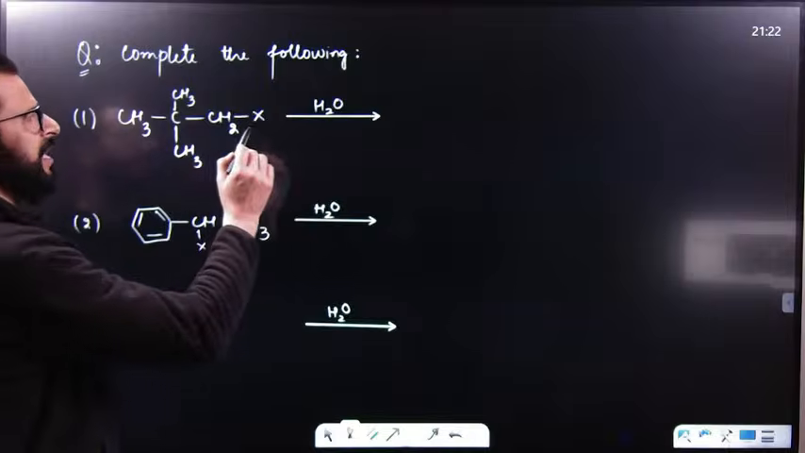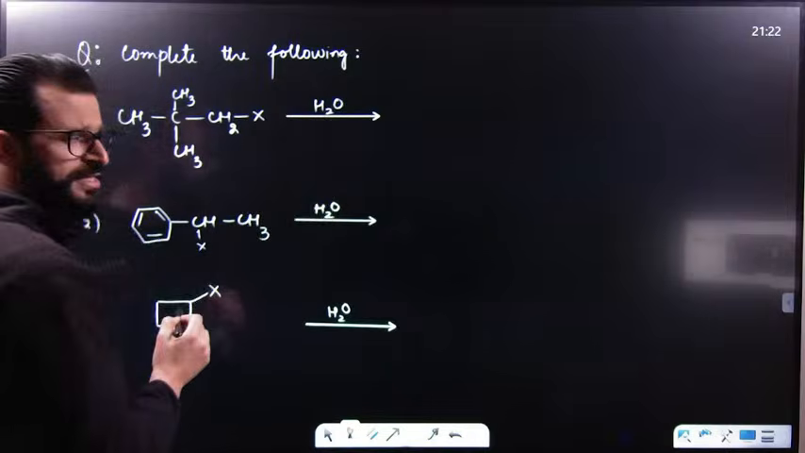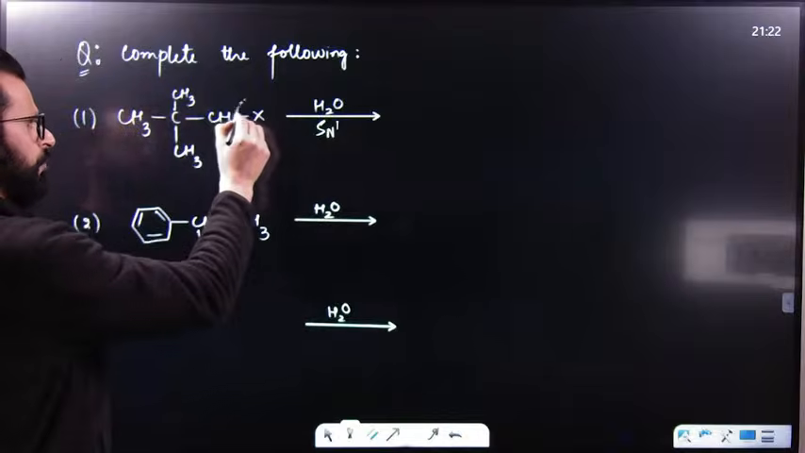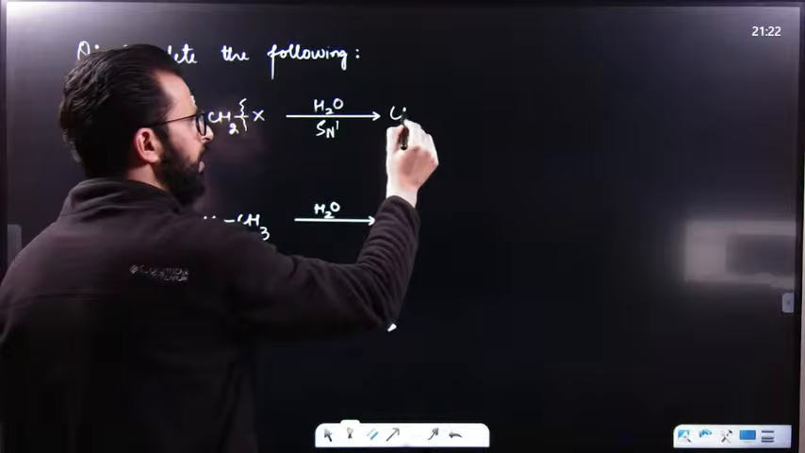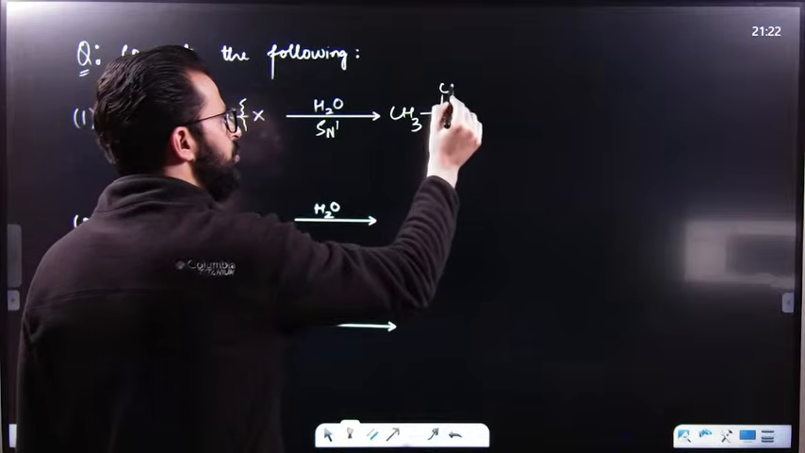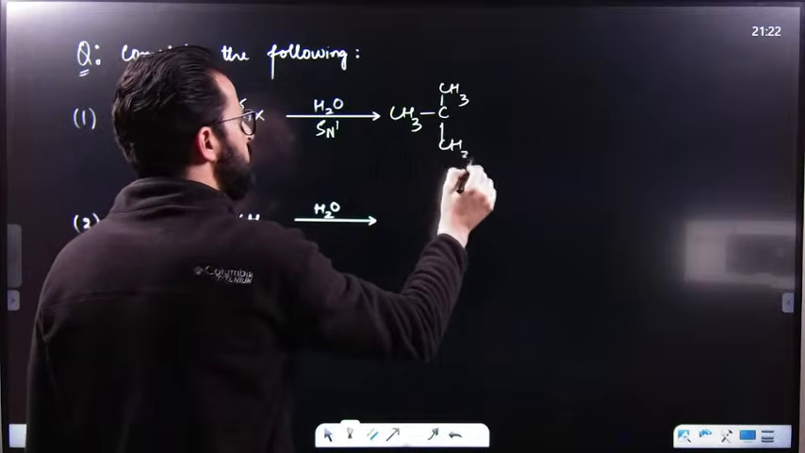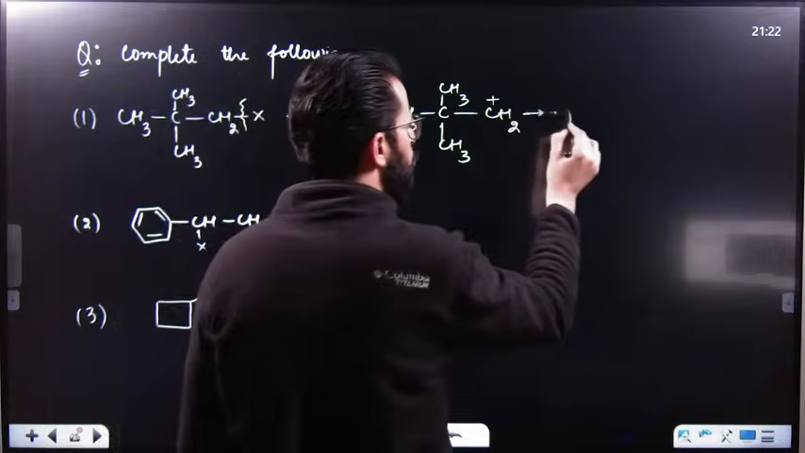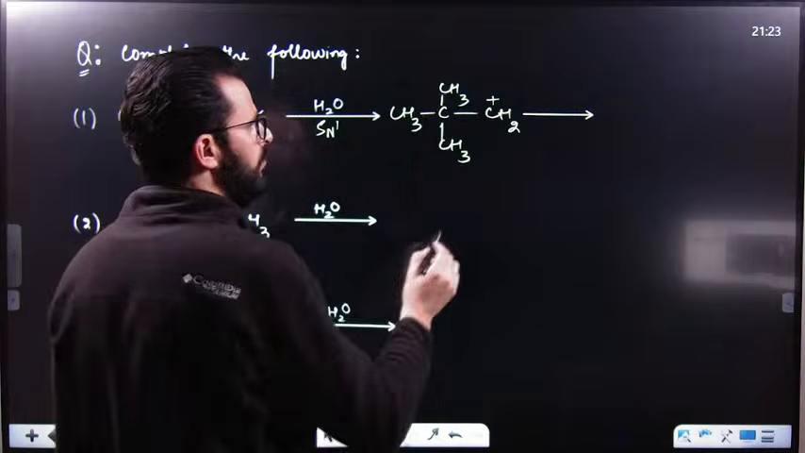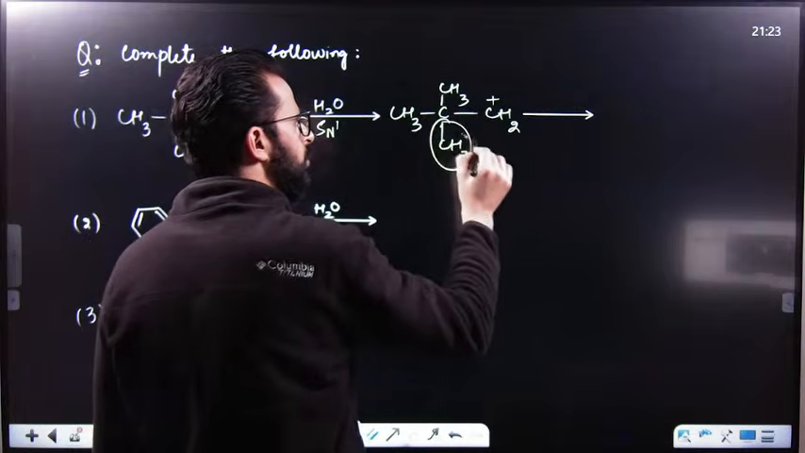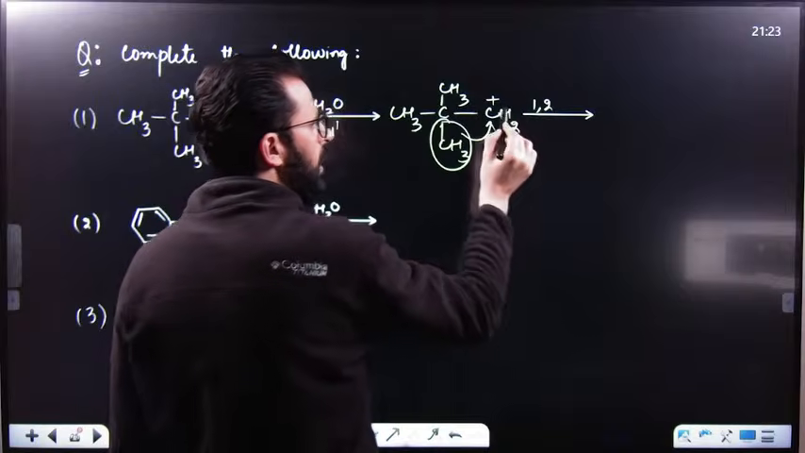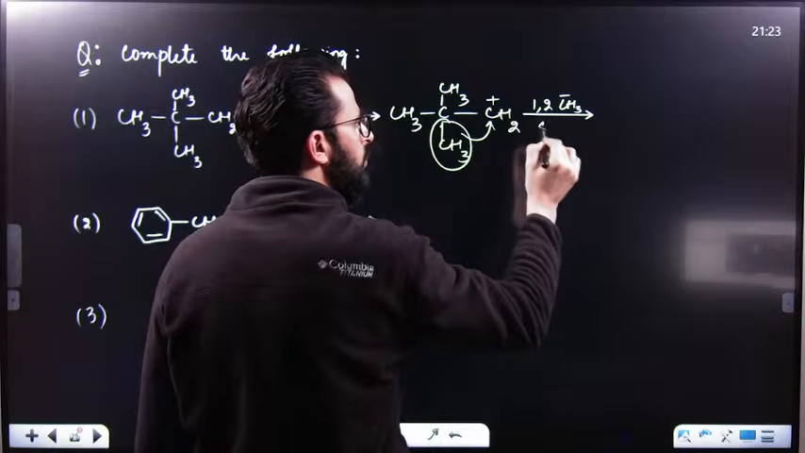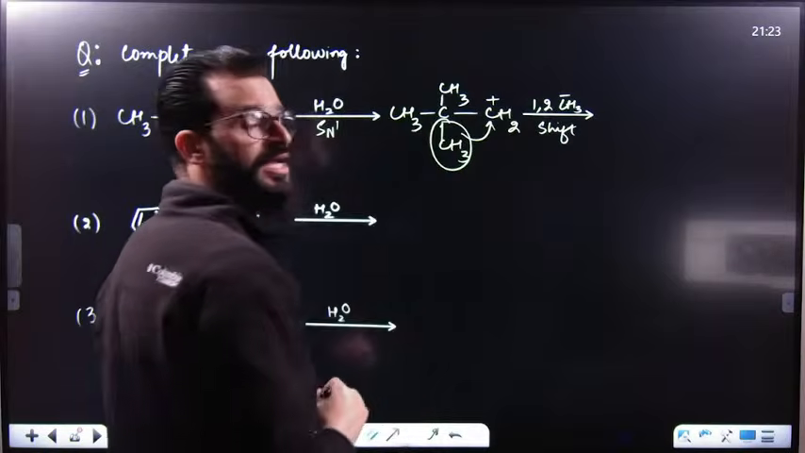As this is an alkyl halide and water is there, remember you have to write this reaction via SN1. So first of all, what will you do? You will form a carbocation like this, CH3, C, CH3, CH3 and then CH2 with a positive charge. After that, you will first form a more stable carbocation by shifting. At the adjacent position, that means at the 1,2 position, we will shift a methyl carbanion. So this is a 1,2 methyl carbanion shift.